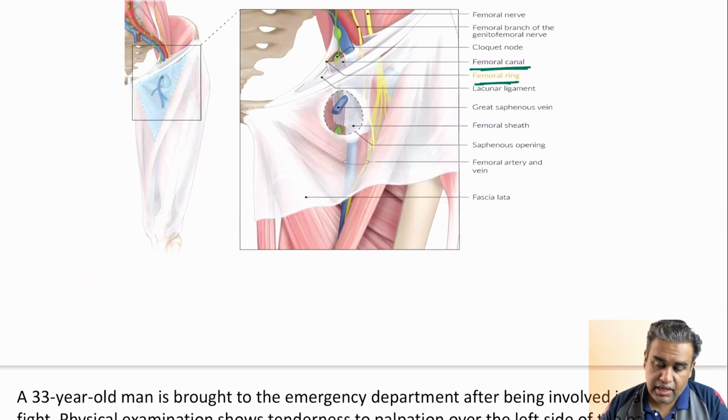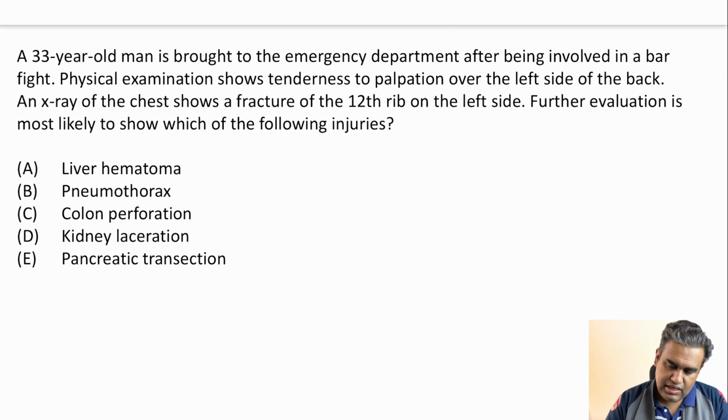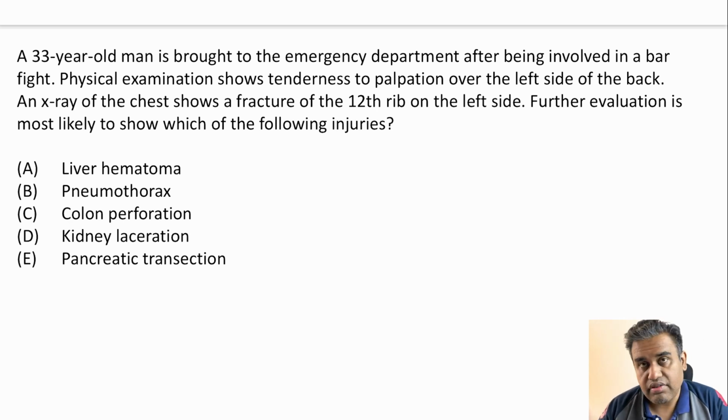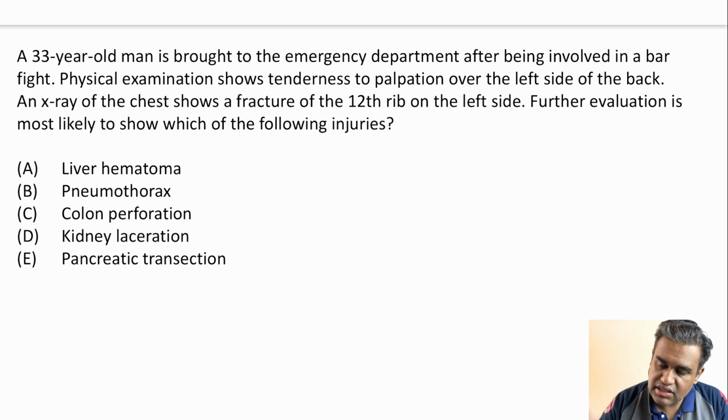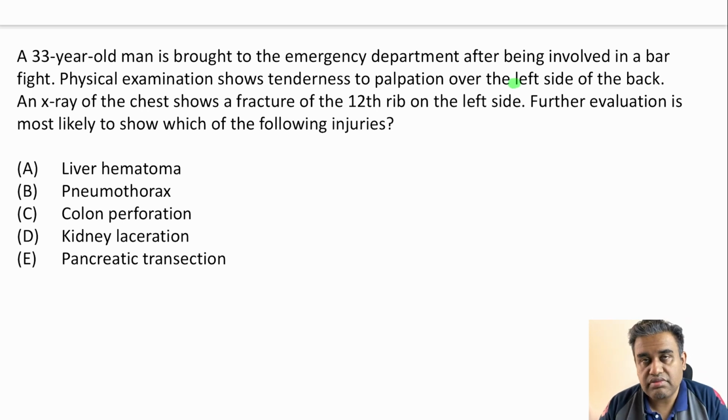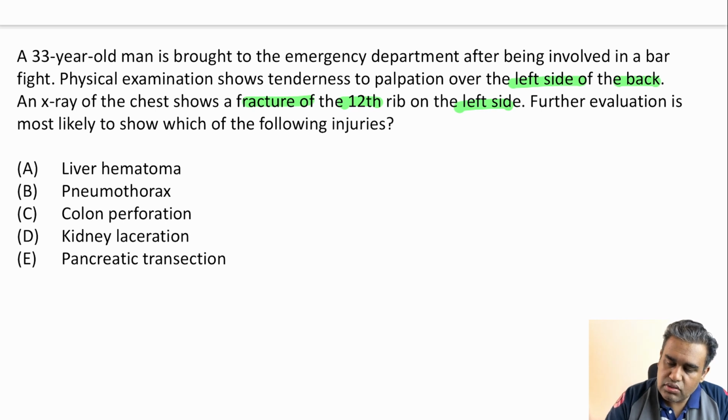Okay, and an interesting question, be ready. A 33-year-old man, that is a young man, is brought to the emergency after being involved in a bar fight. Examination shows tenderness to palpation over the left side of the back. An X-ray chest shows a fracture of the 12th rib on the left side. So 12th rib fracture left side, it is already on the back because the 12th rib doesn't come to the anterior aspect. So basically the whole case is fracture of the left side 12th rib.